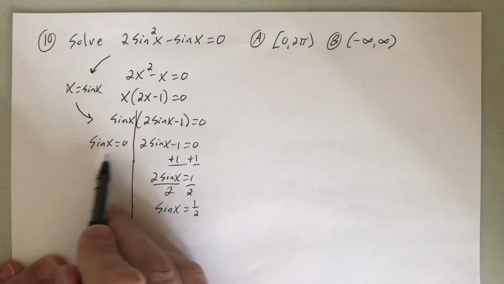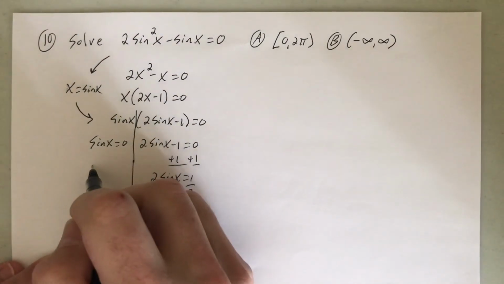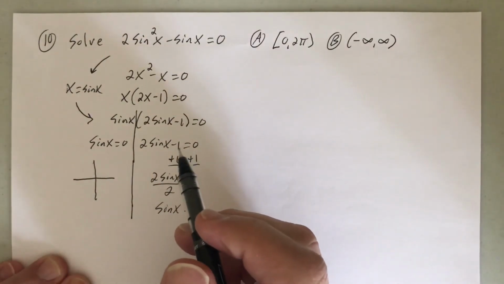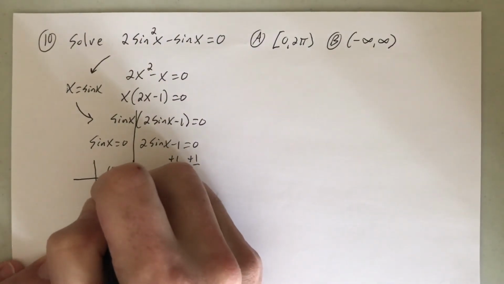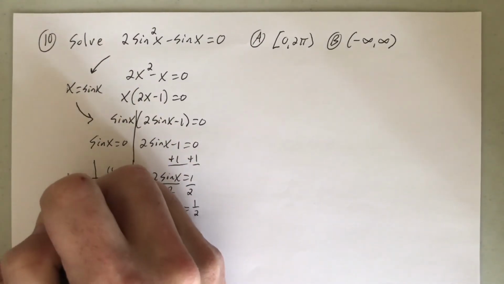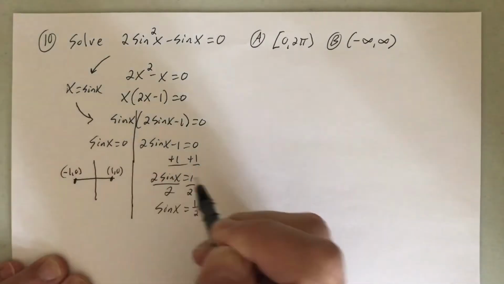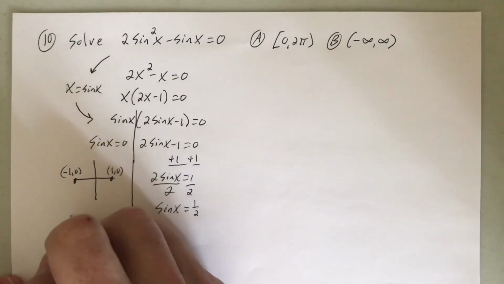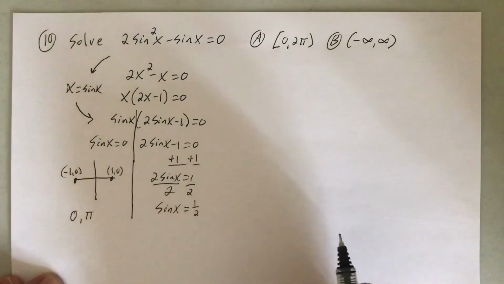So when is sine x equal to 0? That's when you want the y-coordinate to be 0. Well, here, this is 1, 0, and this is negative 1, 0. So that happens here at 0, and it happens here at pi. So this is at 0 and pi.